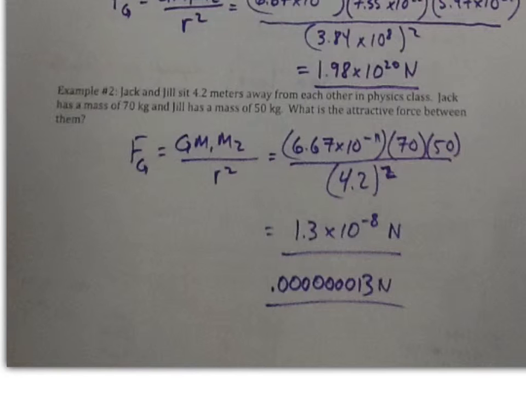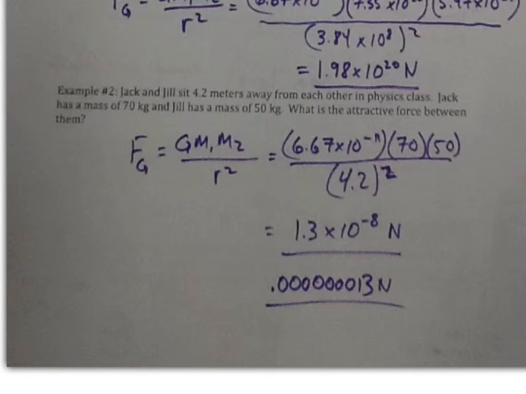Example 2 is a little bit different in terms of the objects we're dealing with, but really it's still Newton's law of universal gravitation. We have Jack and Jill sitting 4.2 meters away from each other in physics class. Jack has a mass of 70 kilograms and Jill has a mass of 50 kilograms. What is the attractive force between them?